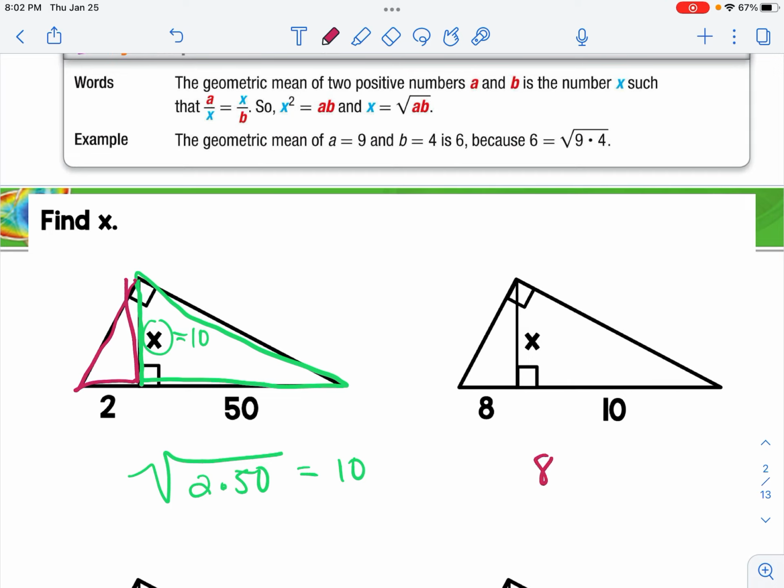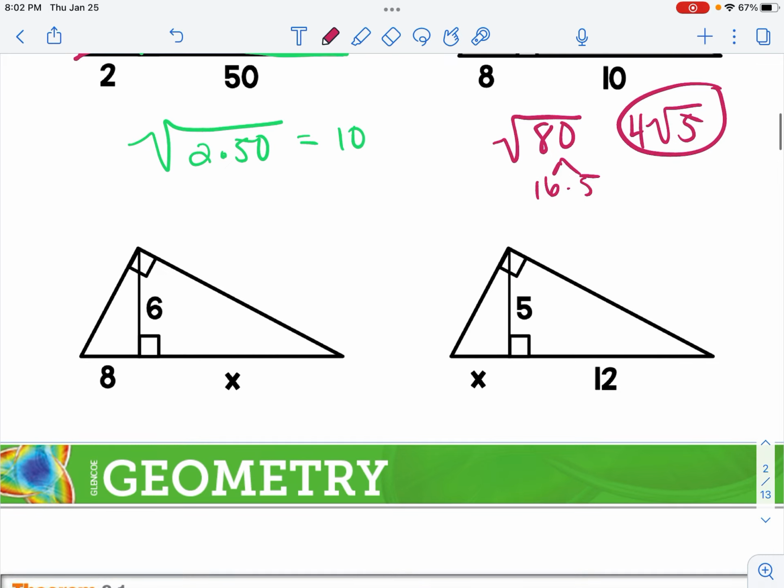Great. So this one you had the square root of 80. You're going to pull out any perfect squares. The numbers that make this are 16 and 5. So 4 radical 5 is going to make up your x value, which is the short leg for one and the long leg for the other. We can work backwards. So we're going to use this same process to work backwards to find the long leg of this one here, or the x value for this one.